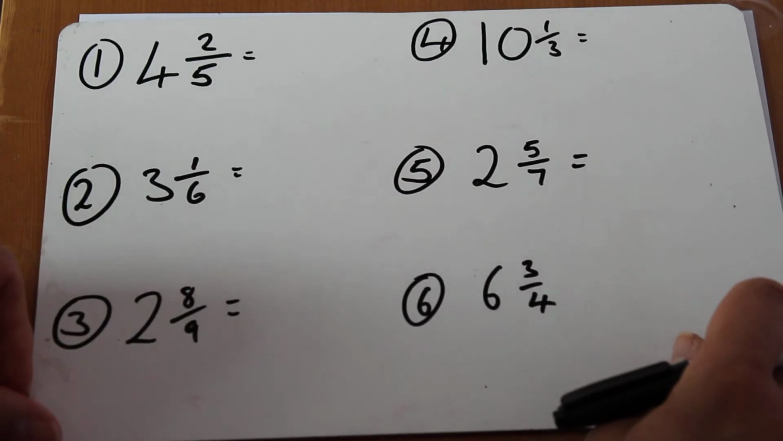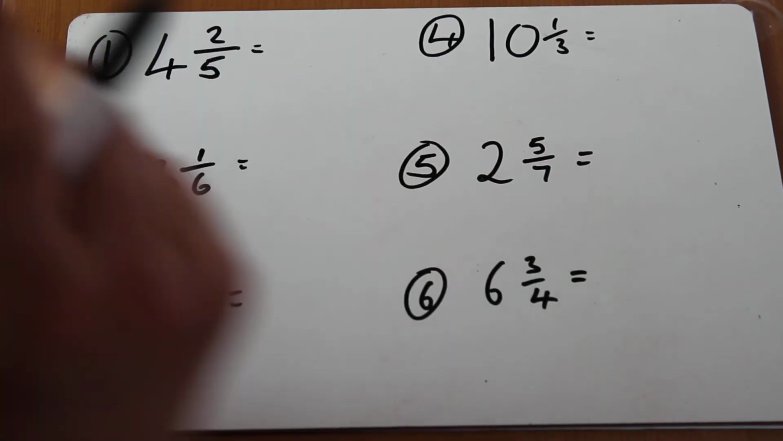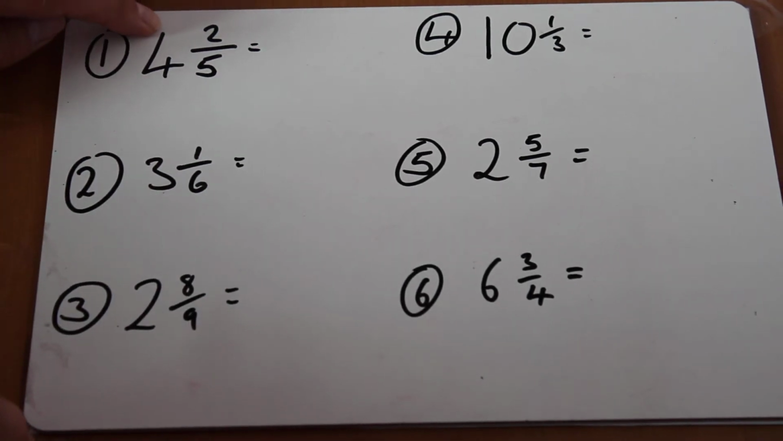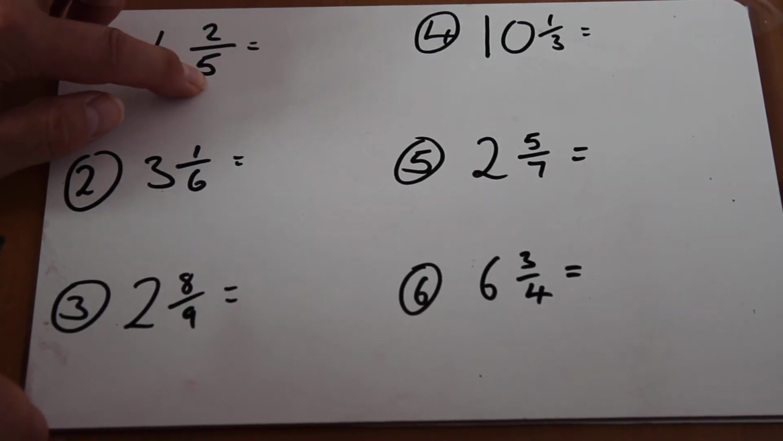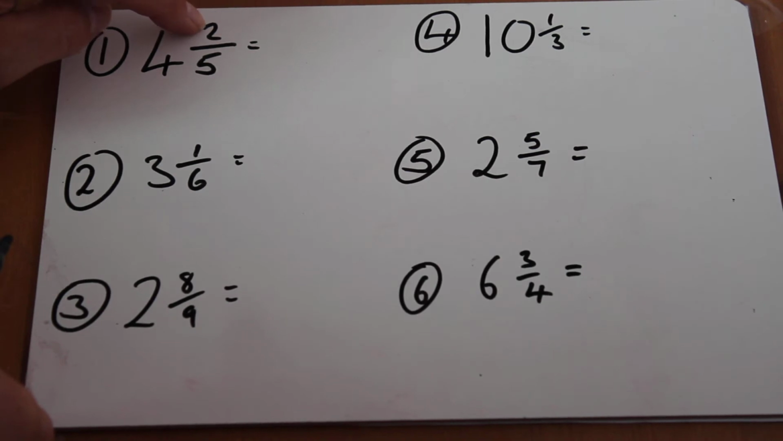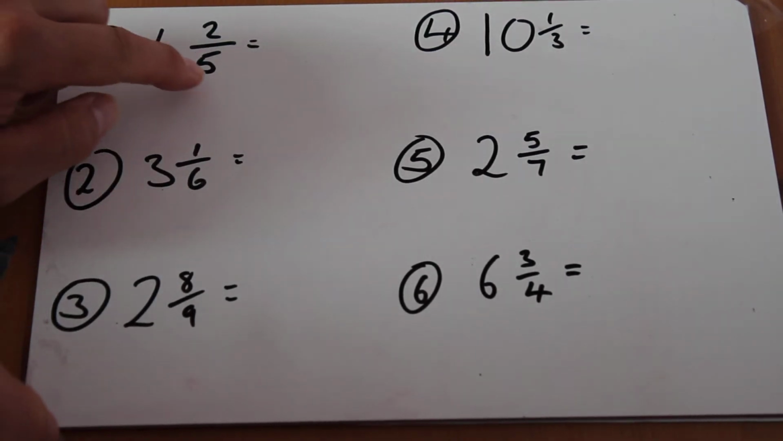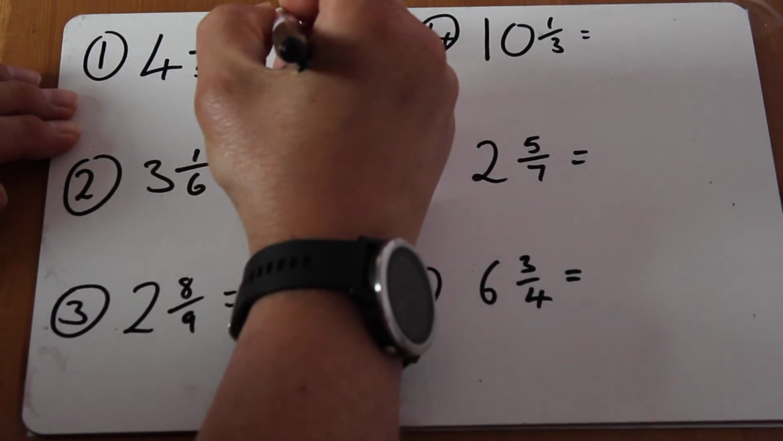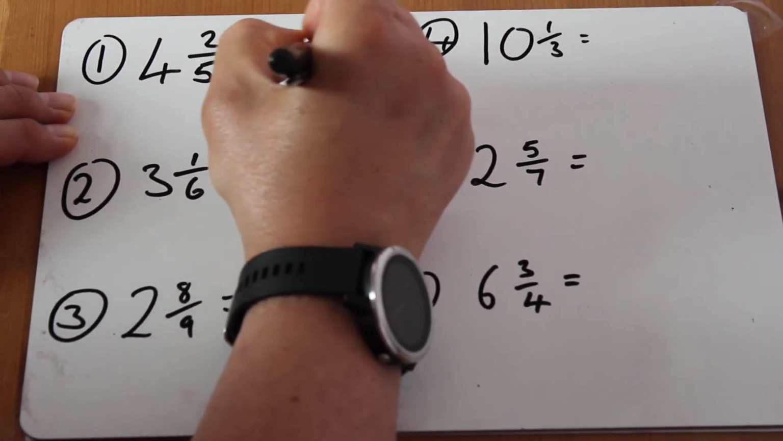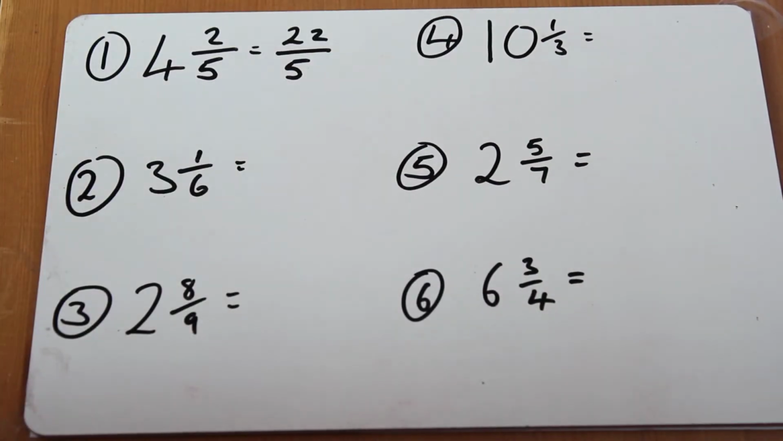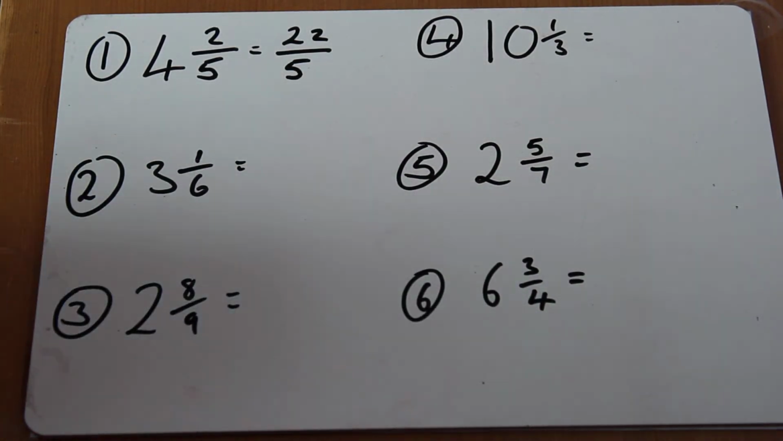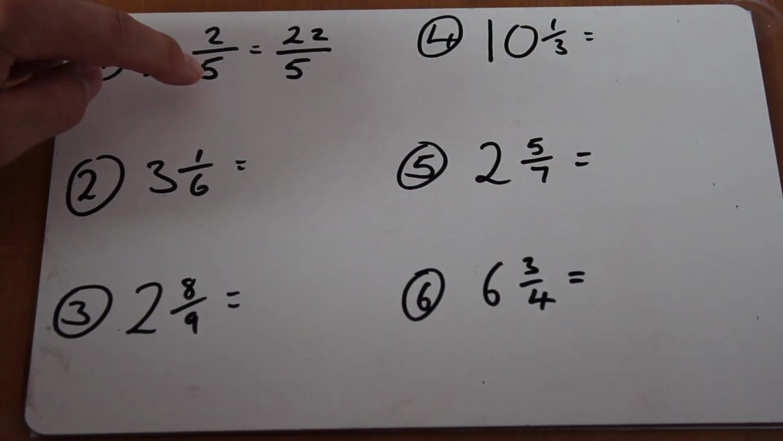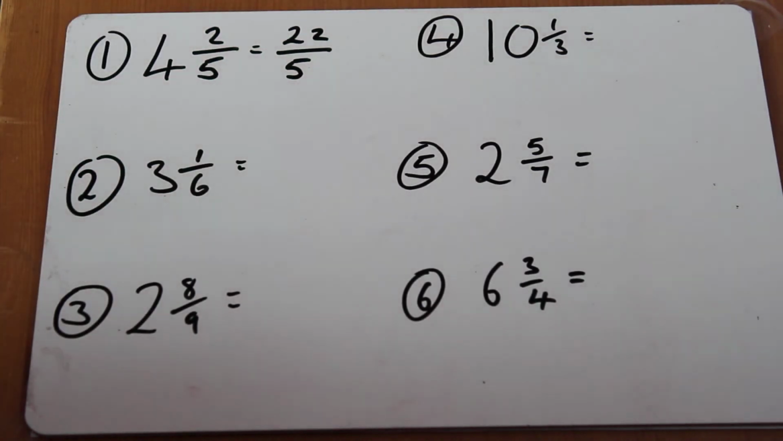So I've got a series of questions here that I've already prepared, and we're just going to use the same method. Remember, it's this method. It's the whole number multiplied by the denominator, and then you add the numerator. So I do 4 times 5, which is 20, and I then got to add the 2 to give me 22. The denominator doesn't change, it stays as 5. Okay, 4 times 5, add 2. 4 times 5 is 20, add 2 is 22.